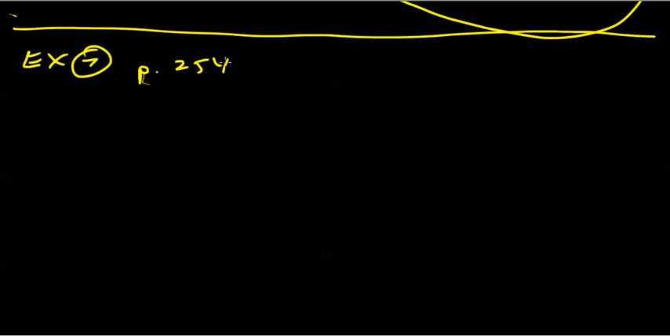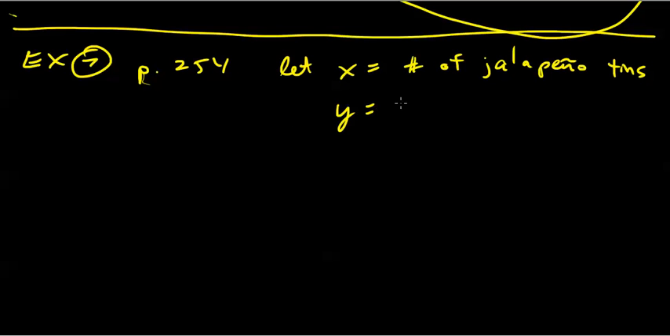All right, what are we going to do here? First thing I'm going to do is write a clear let statement. Basically, we've got two types of popcorn tins: jalapeno tins and cheddar tins. And we want to know how many of each type of tin to produce, right? I'm going to say let x equal the number of jalapeno tins. And of course, I'll then let y equal the number of cheddar cheese type tins. Okay?